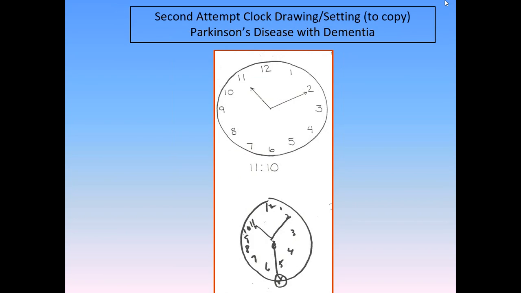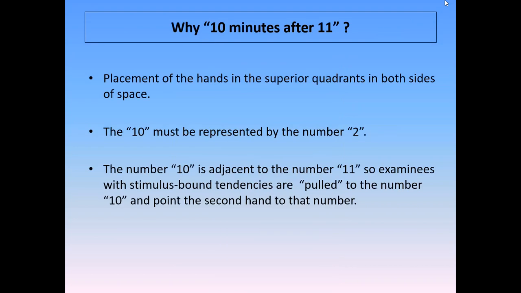And on the second attempt to copy, he does pretty well, except he's got to put that pendulum again, and that's a case of perseveration. And why do we do 10 minutes after 11? Well, it puts the placement of the hands in the superior quadrants of both sides of space, picking up that left neglect thing, and field cuts.